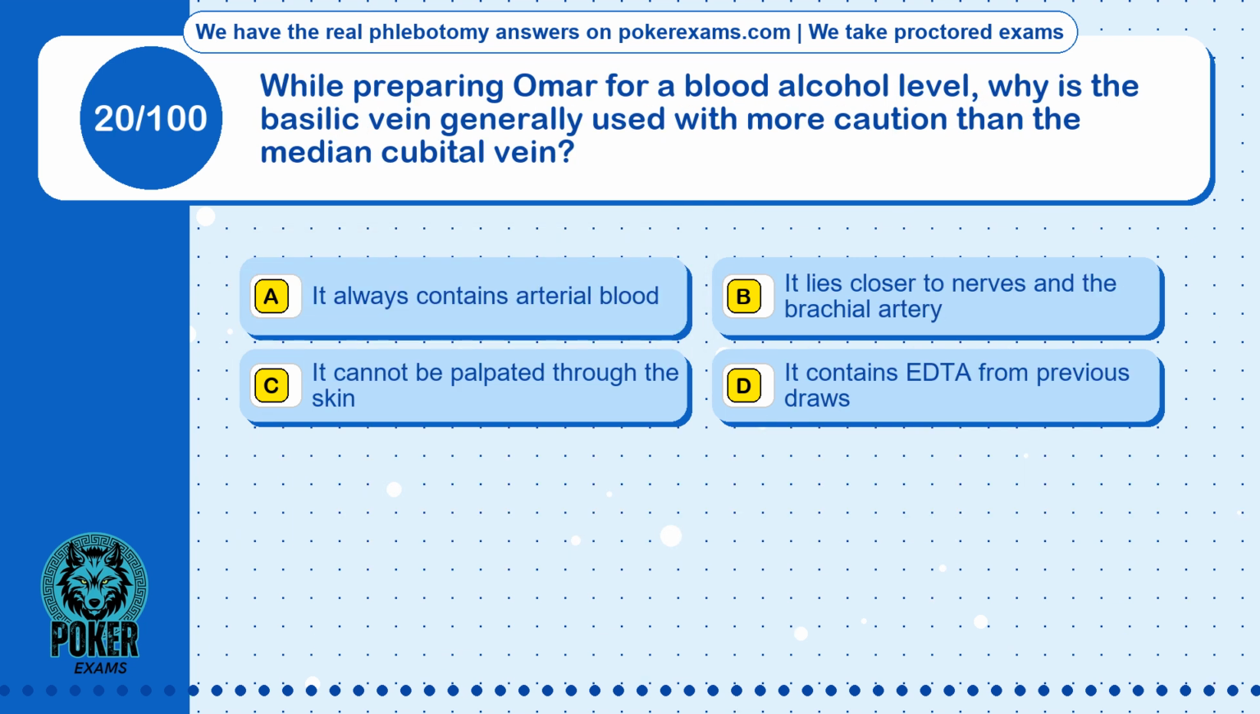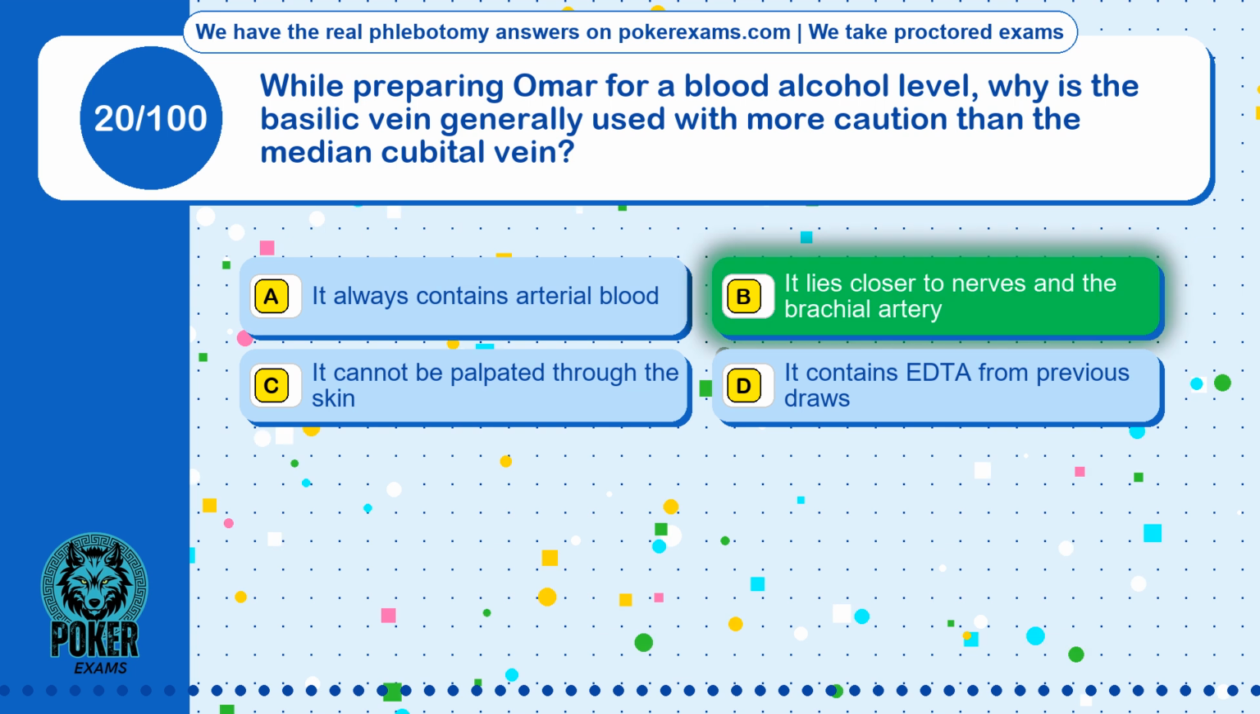Question 20. While preparing OMAR for a blood alcohol level, why is the basilic vein generally used with more caution than the median cubital vein? Option A. It always contains arterial blood. Option B. It lies closer to nerves and the brachial artery. Option C. It cannot be palpated through the skin. Option D. It contains EDTA from previous draws.